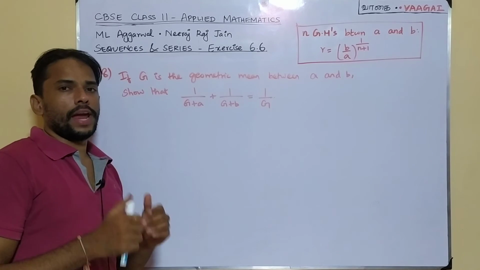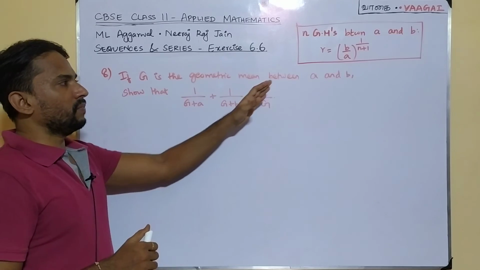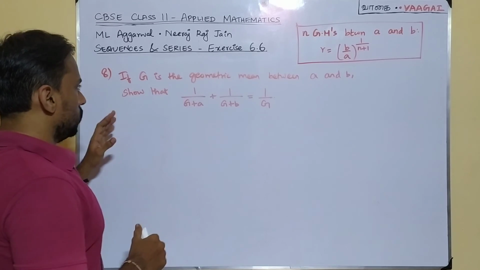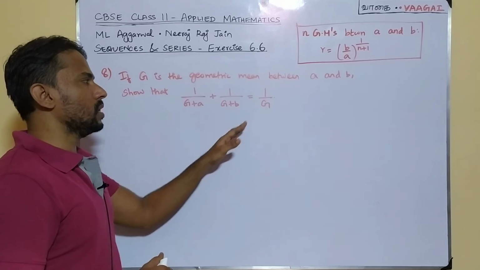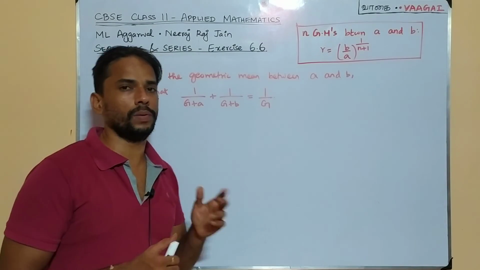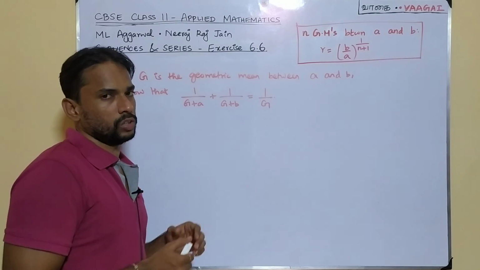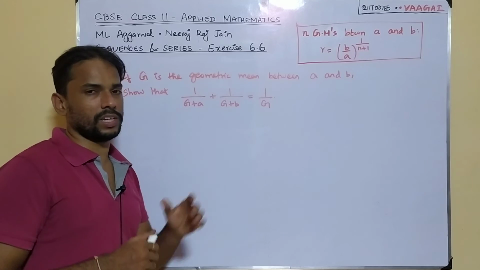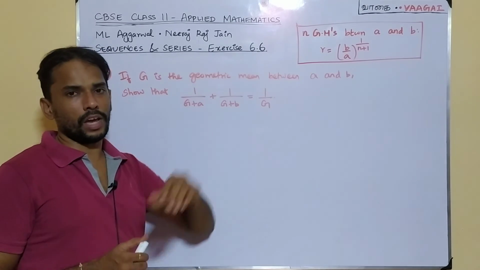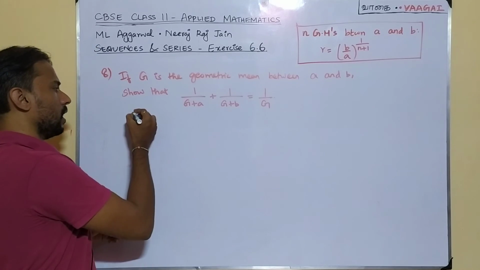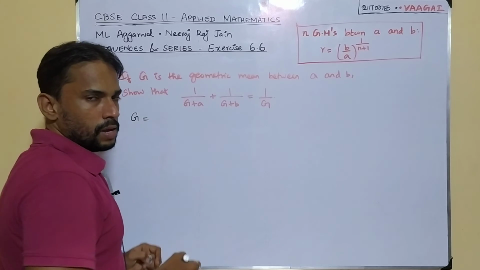Next we have question number 8 with us. Another interesting question. If G is the geometric mean between A and B, then show that 1 by (G plus A) plus 1 by (G plus B) is equal to 1 by G. Here we have to give a proof for this question. So we have to prove this given statement, given that G is the single geometric mean between A and B.